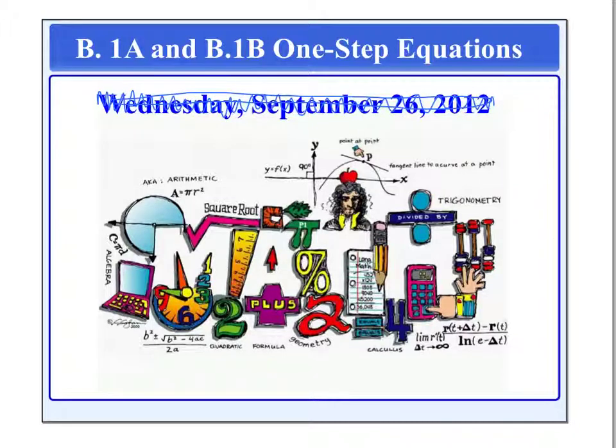Today's lesson is going to be on one-step equations. There are two worksheets that go along with one-step equations. The first one has to do with adding and subtracting, and the second one is multiplying and dividing.